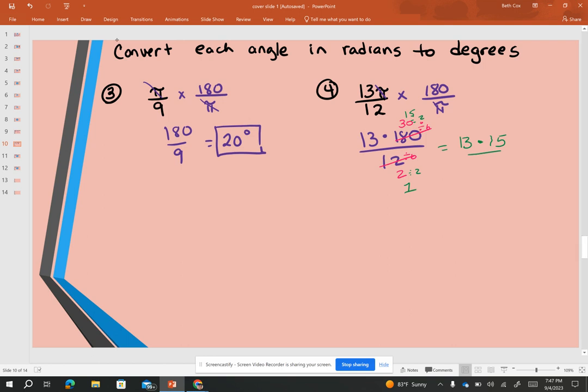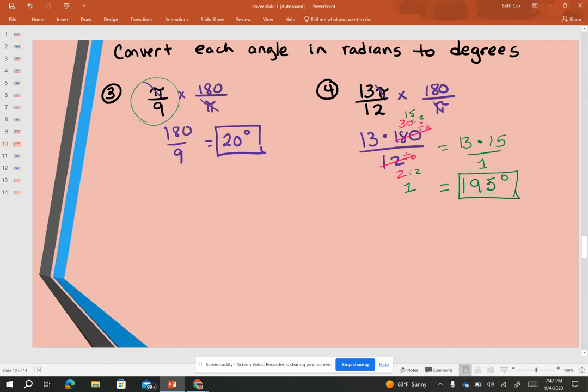Definitely need to pull out my calculator now. I don't know 13 times 15 right off the top of my head. So let's see what we have here. 13 times 15. Sorry, it's taking me so long. 13 times 15 is 195. 195 degrees.